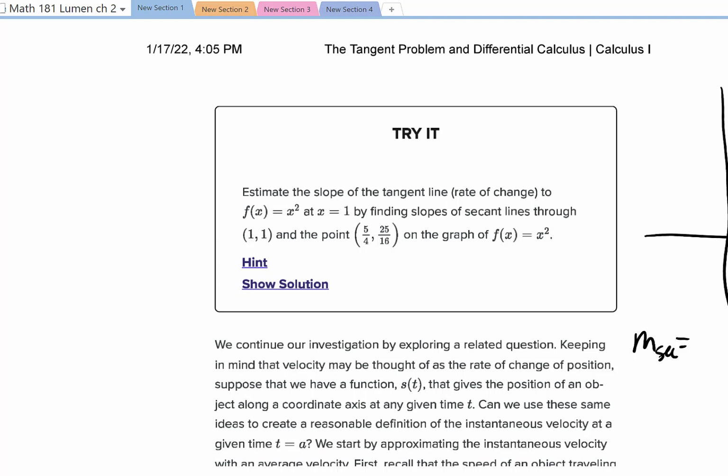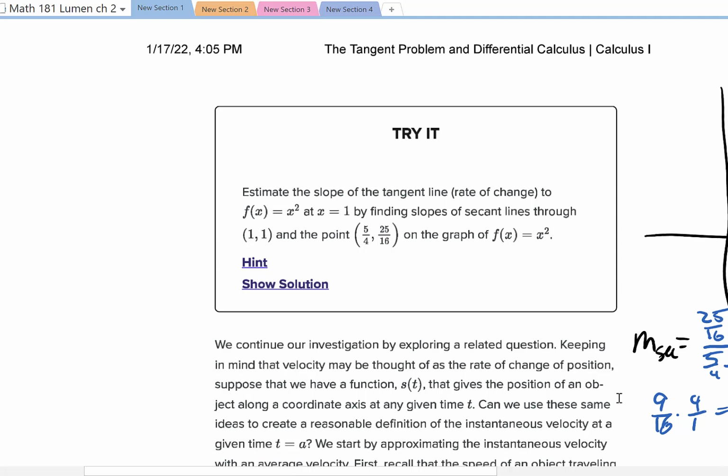25 sixteenths minus 1 over 5 fourths minus 1. So 25 sixteenths minus 1 is 9 sixteenths, over 5 fourths minus 1, which is 1 fourth. So we have 9 sixteenths times 4 over 1, and that reduces down to 9 fourths, which is 2.25.